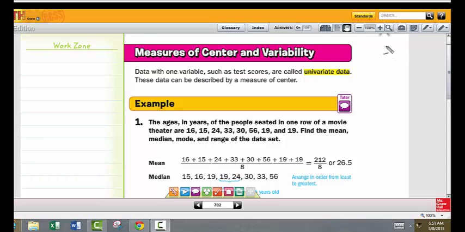Here are your example problems for 9-4. 9-4 is descriptive statistics. First of all, let's talk about measures of center and variability.